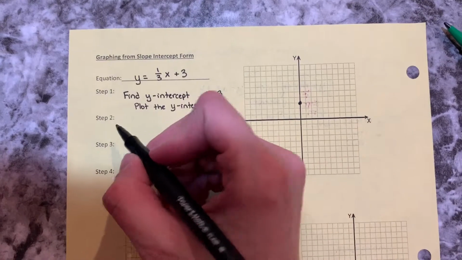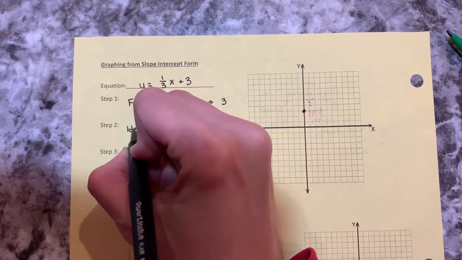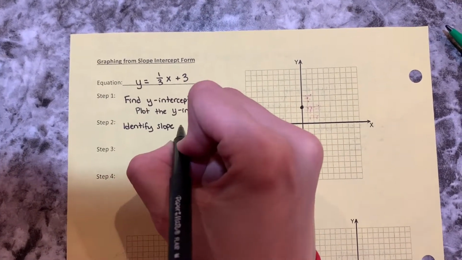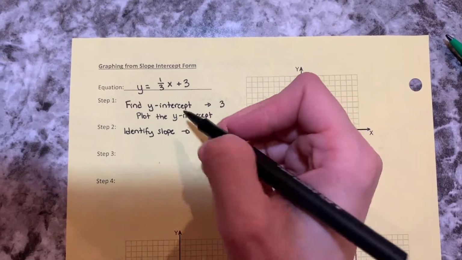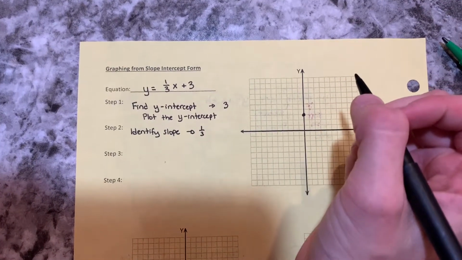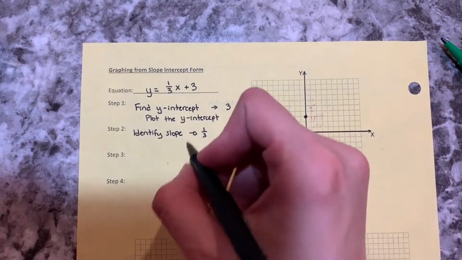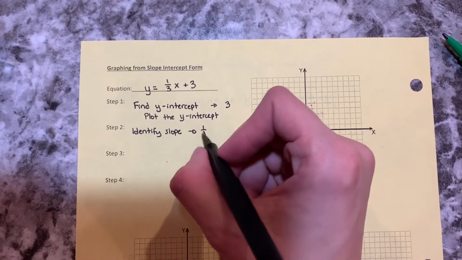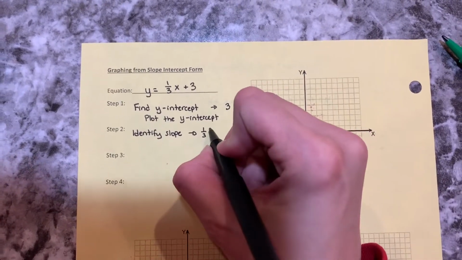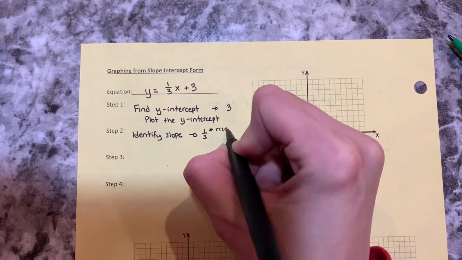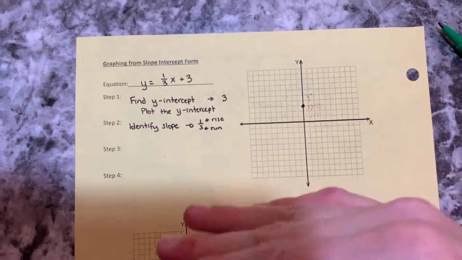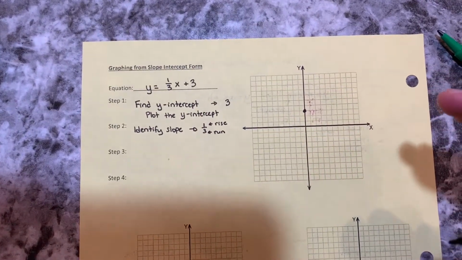After that, our step number 2 is we want to identify the slope. Slope is always the number that's attached to the x. In this case, that's 1/3. And along with identifying the slope, we also want to think about how that's going to look for our rise over run. So that 1 is the rise. The 3 is the run, the horizontal distance. So we're going to go up 1 every time we go over 3.